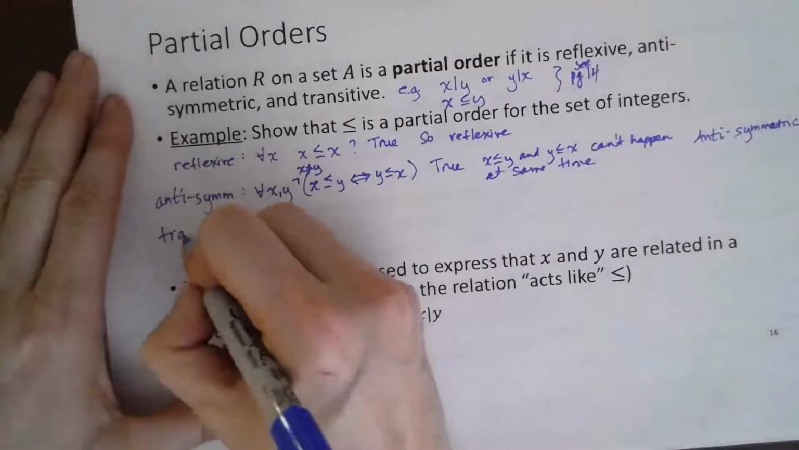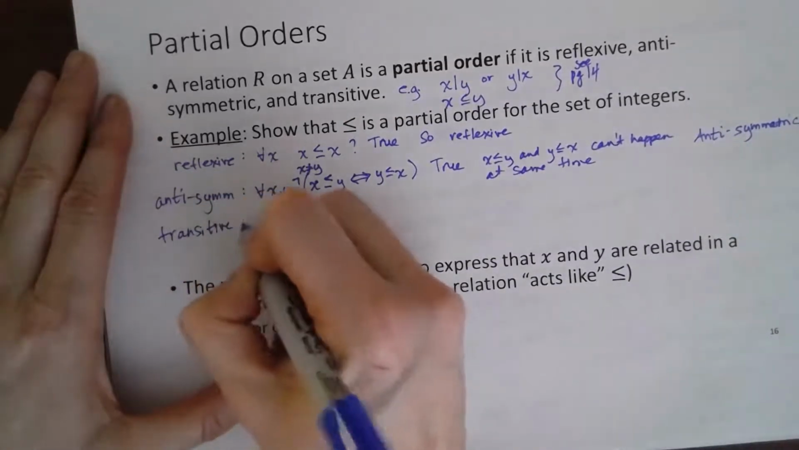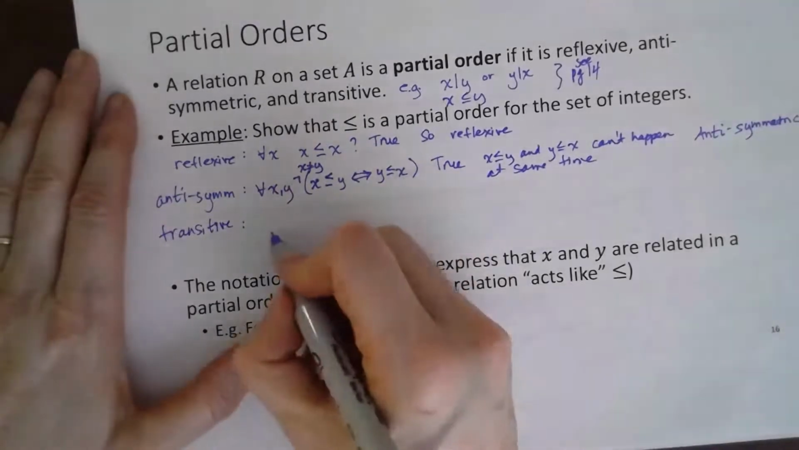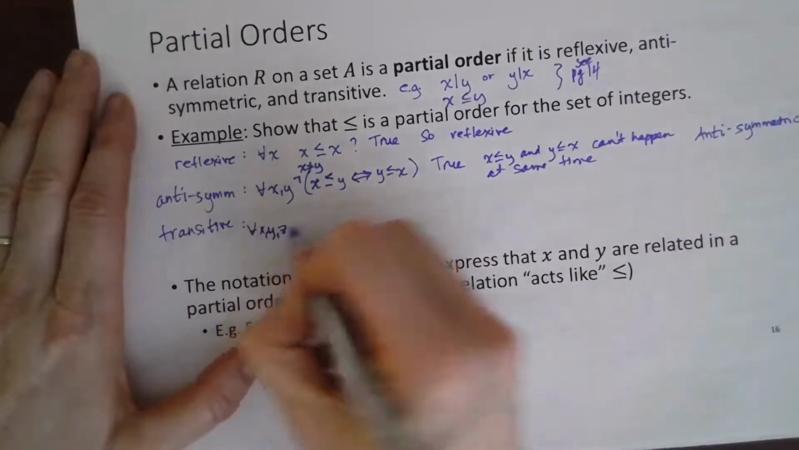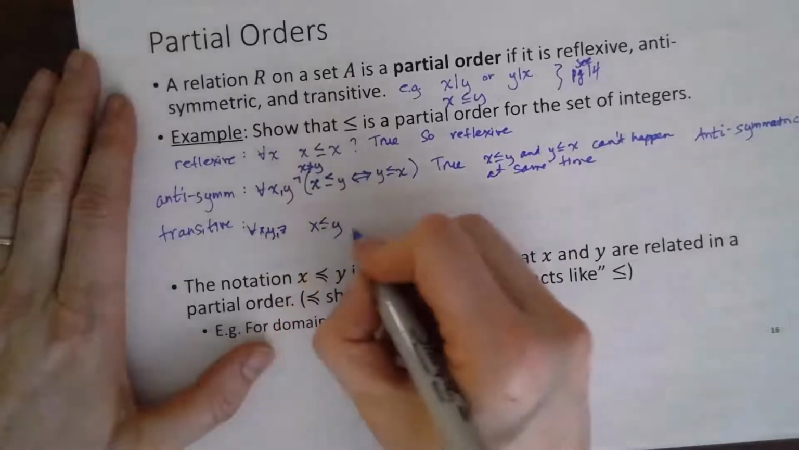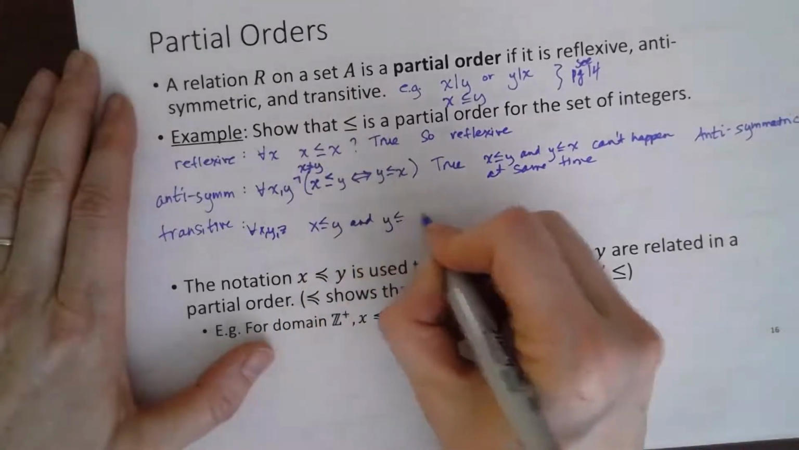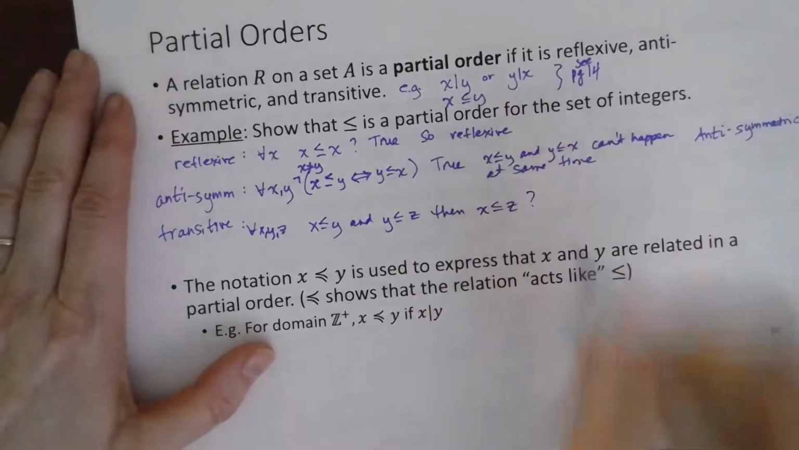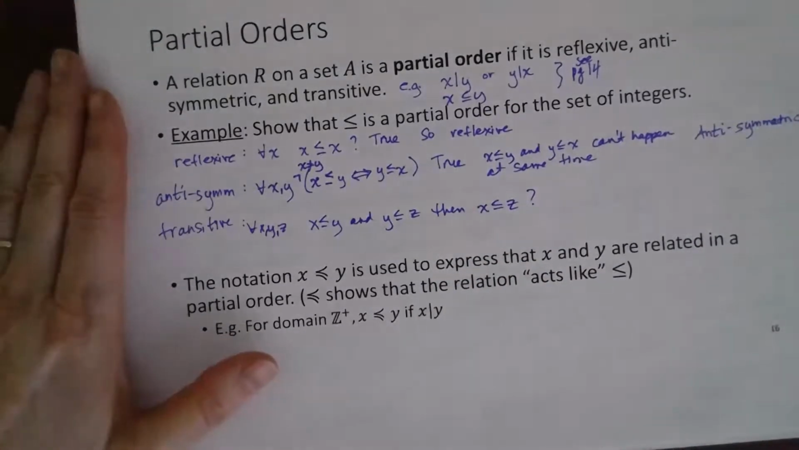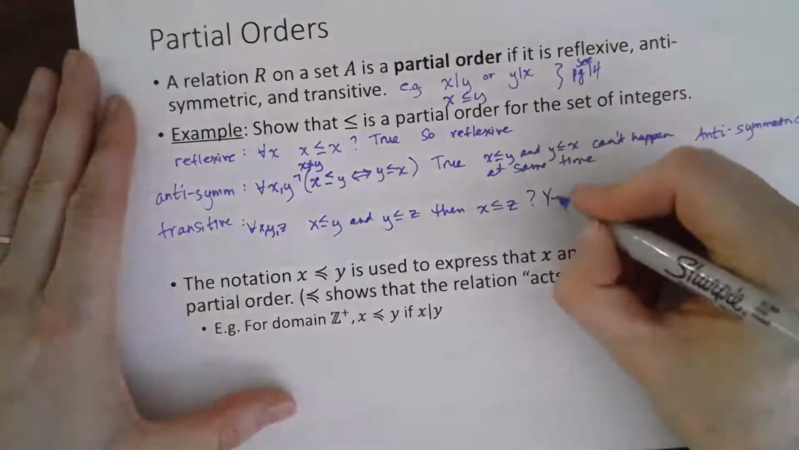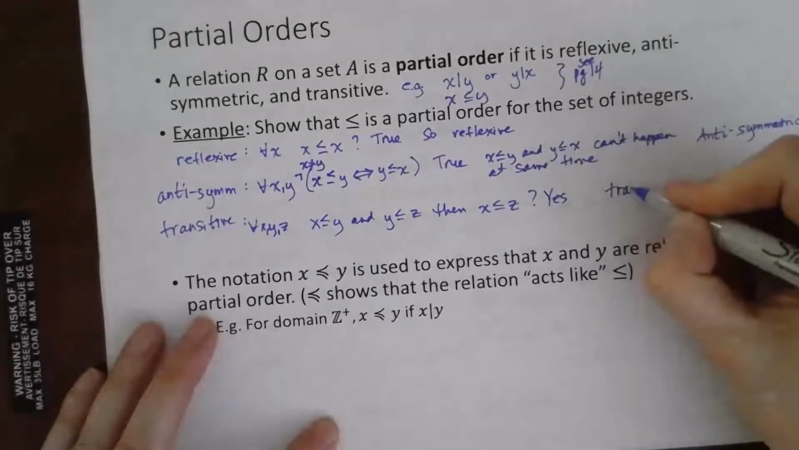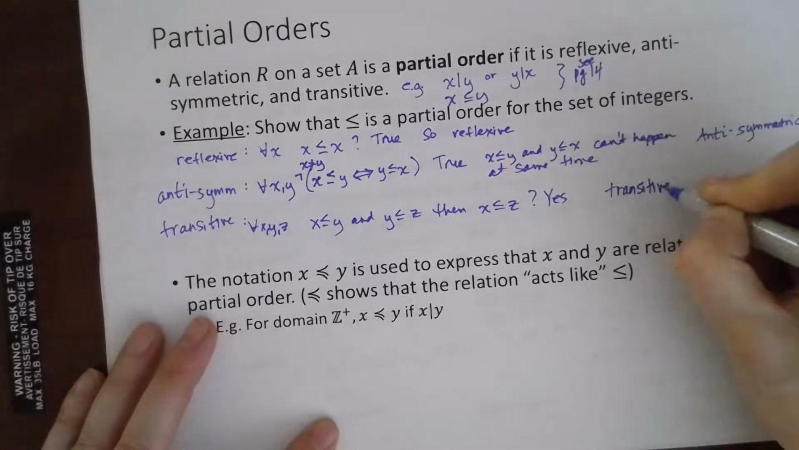And then finally, transitive. So we know that's for all x, y, and z: if x is less than or equal to y, and y is less than or equal to z, then I'm always going to get that x is less than or equal to z. Is it always going to work that way? Yeah, it has to, right? So it is definitely transitive as well.